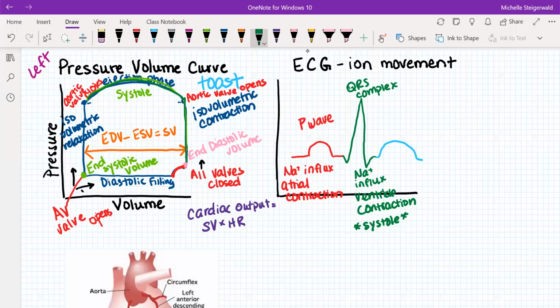That's the QRS complex. And then finally, we have this T wave. And the T wave is going to be potassium efflux. So that's your repolarization. That is your relaxation phase. So that's this section, isovolumetric relaxation.